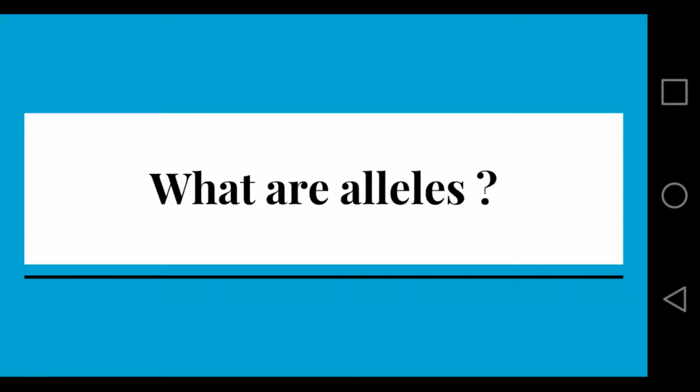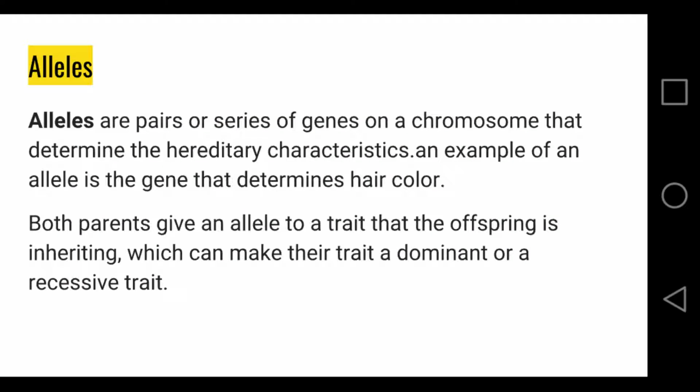What are alleles? Alleles are pairs or series of genes on a chromosome that determine the hereditary characteristics. An example of an allele is the gene that determines hair color. Both parents give an allele to a trait that the offspring is inheriting, which can make their trait a dominant or a recessive trait.